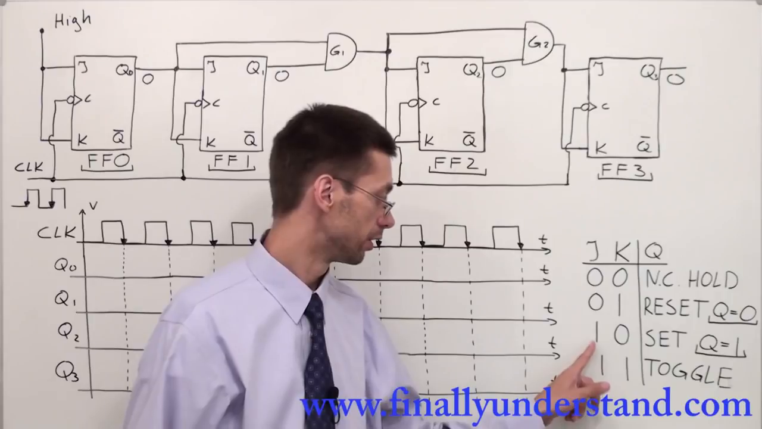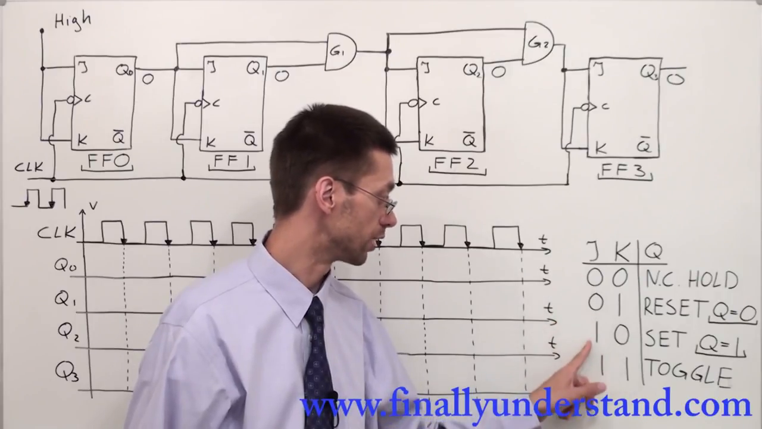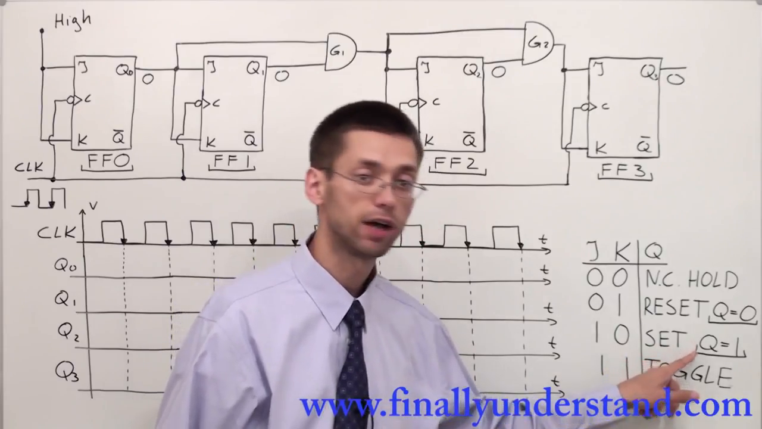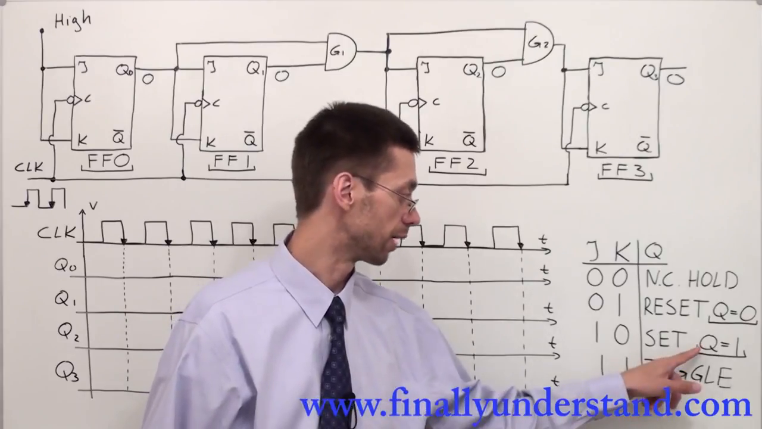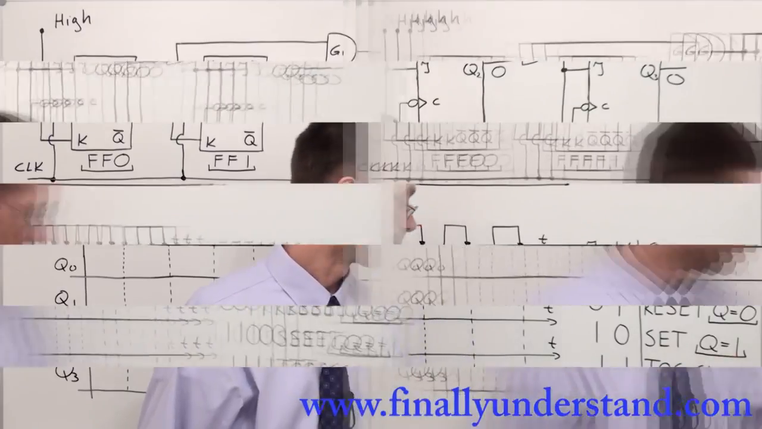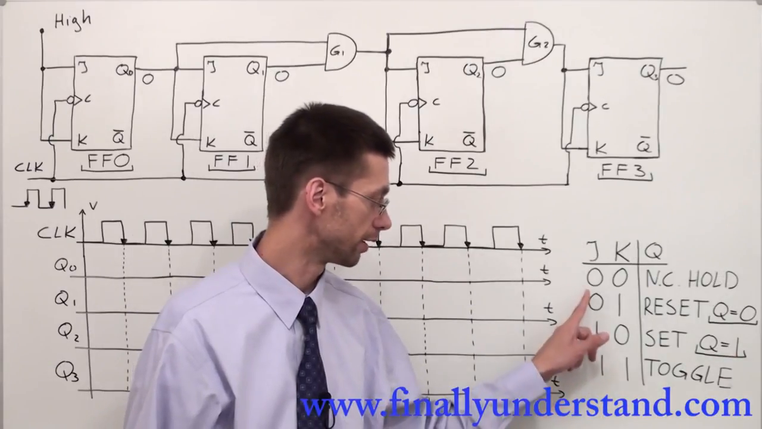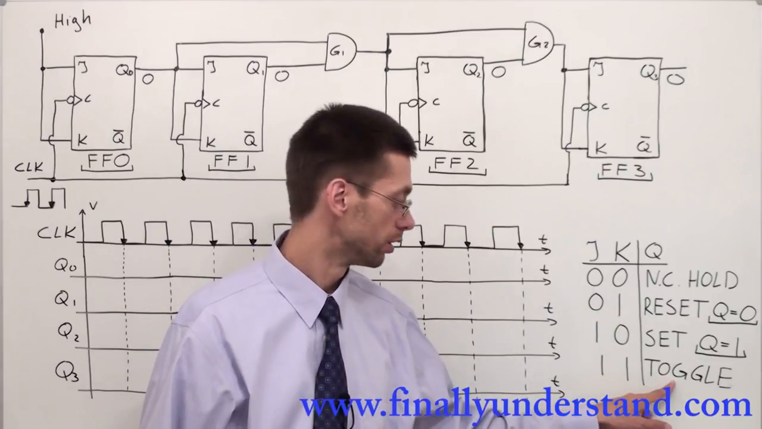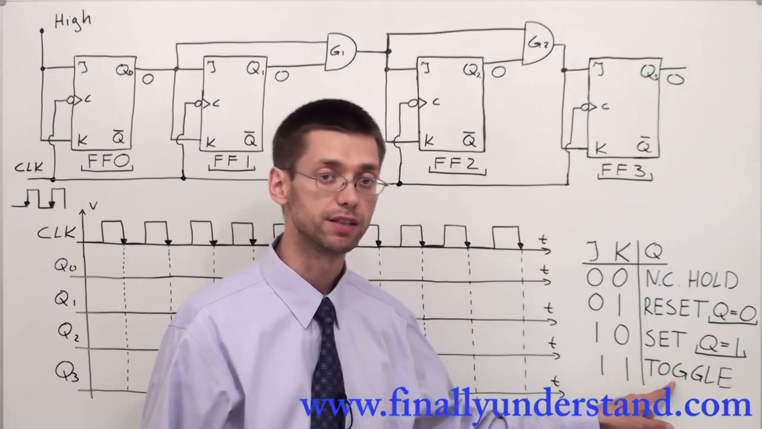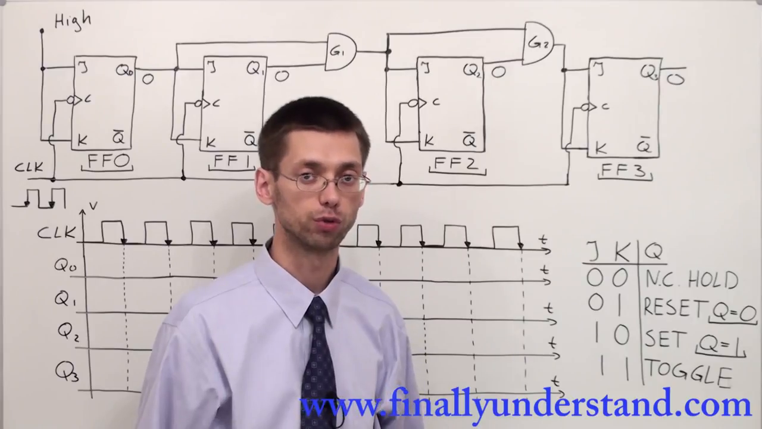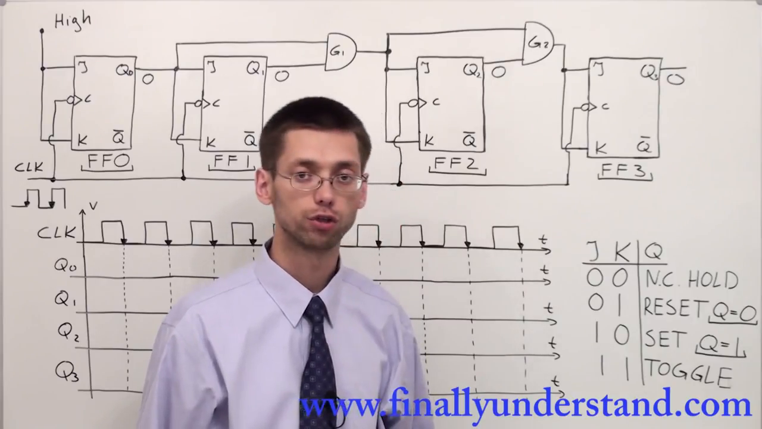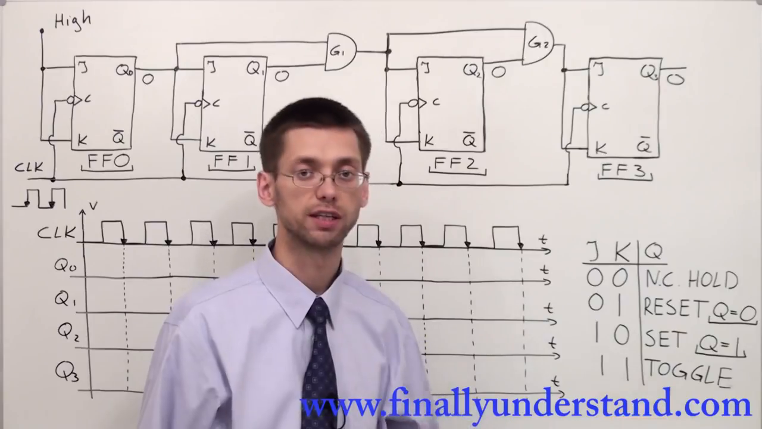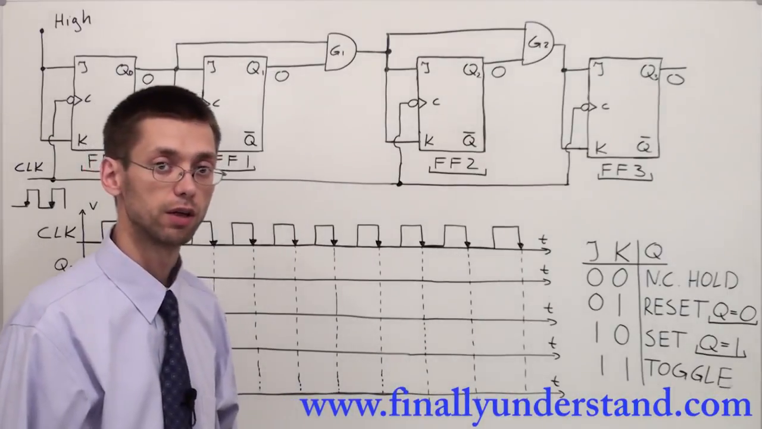If you send 1 to J and 0 to K, you set your flip-flop to set mode, meaning anytime you trigger the flip-flop, your output is always going to be 1. If you apply 1 to J and 1 to K, you set your flip-flop to toggle mode. It means that anytime the flip-flop receives the clock pulse, it changes its output state from 0 to 1 or from 1 to 0. Toggle means constantly changing. Let's take a look at our counter.